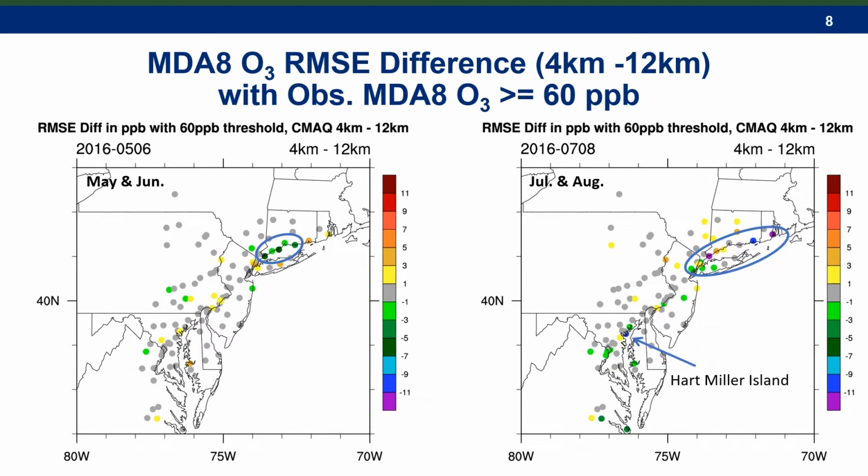This slide shows MDA8 of ozone root mean square error difference between the 4 km and 12 km platforms. The cooler colors, such as blue and green, represent ozone simulation improvements. You can see that most improvements are along the Connecticut coastline area. In addition, the site Hart Miller Island in the Maryland Chesapeake Bay area also shows large improvements in July and August.